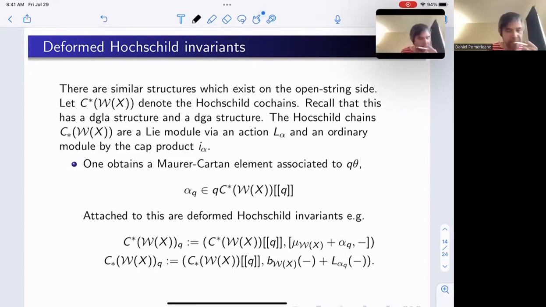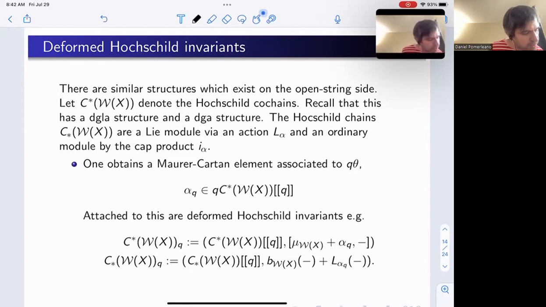There are similar structures which exist now on the open string side. If you have one of these Maurer-Cartan elements, then in this case I want the closed-to-open map, from symplectic homology to the Hochschild cohomology. I can basically transfer it. This map preserves the L infinity structures, so you can transfer a Maurer-Cartan solution on one to a Maurer-Cartan solution on the other. This Hochschild cohomology has a DGLA structure, so that's why it makes sense to talk about Maurer-Cartan solutions, and it has a DGA structure.